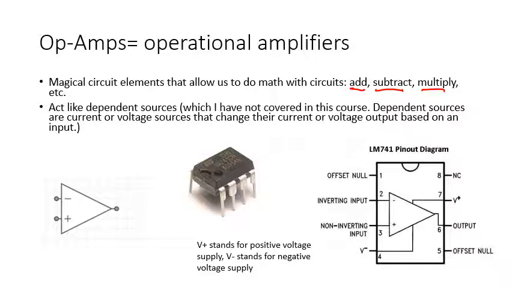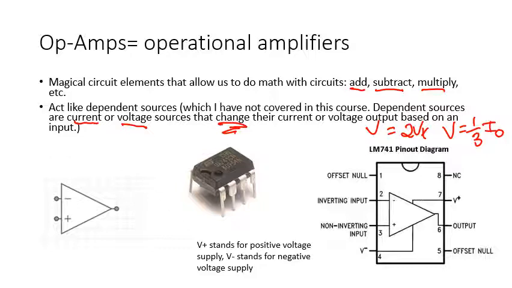I have not covered dependent sources in this course. Dependent sources are sources, so they either provide current or voltage, but they can change their current or voltage output based on some other input. So they may have that V would equal 2 times Vx, so it would equal twice a voltage at some other point. Or V would equal 1/3 of I naught, 1/3 of a current somewhere, which can be really weird with units, but it can happen like that.